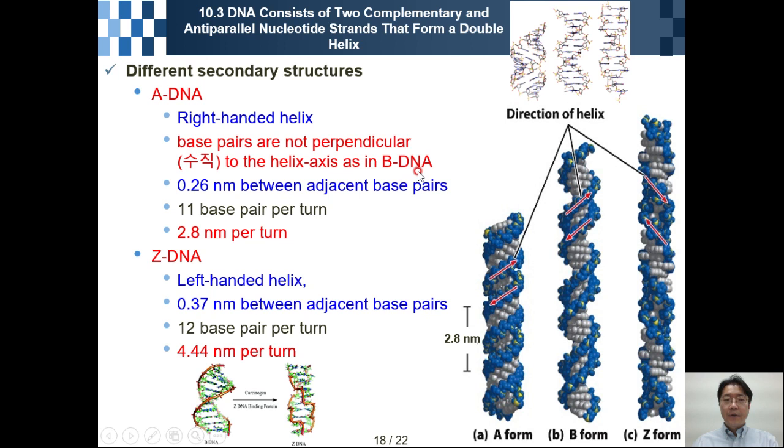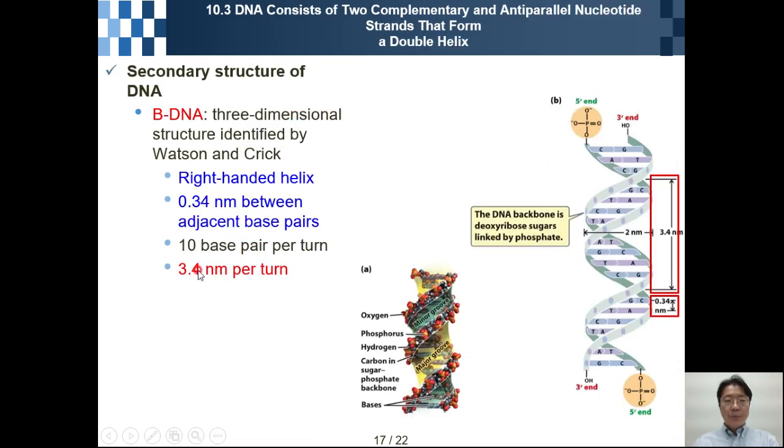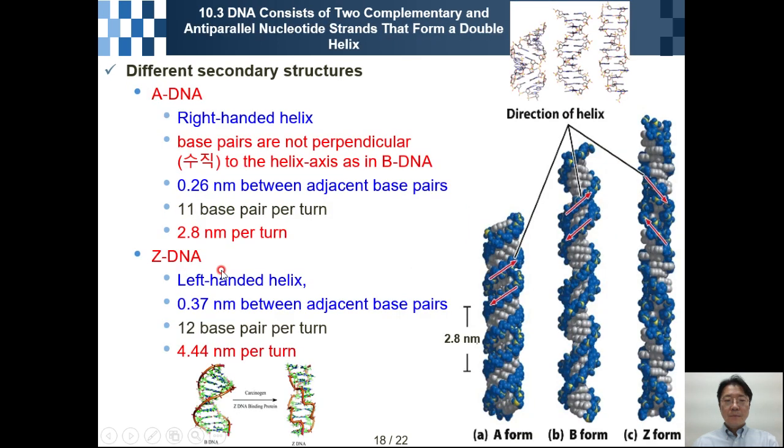And there are also other differences between A-DNA and B-DNA. For example, the distance between adjacent base pairs is 0.26 nanometer, and there are 11 base pairs per turn. It means that the distance per turn is 2.8 nanometers. How about B-DNA? B-DNA was 3.4 nanometers, okay? So this is the A-DNA. Most DNA is in the B-form, but about 2 or 3% is in the A-form.